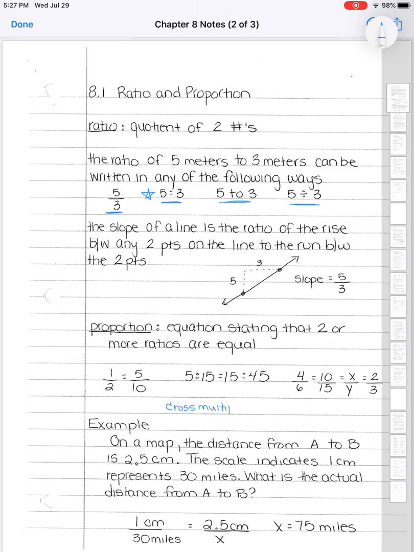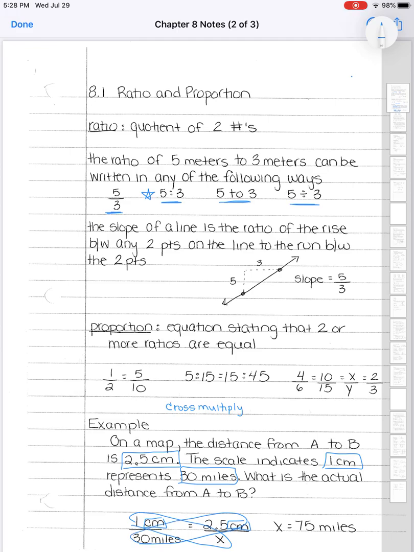So when we talk about a ratio, that's the quotient of two numbers. So for example, 5/3. Or you can write it this way, this way, and this way. I'll tell you that this is the way that most ratios are written. But there are three other options. So one example of a ratio would be like slope. Now, when you put two ratios together and set them equal, they create a proportion. And the way that you solve proportions is that you cross multiply.